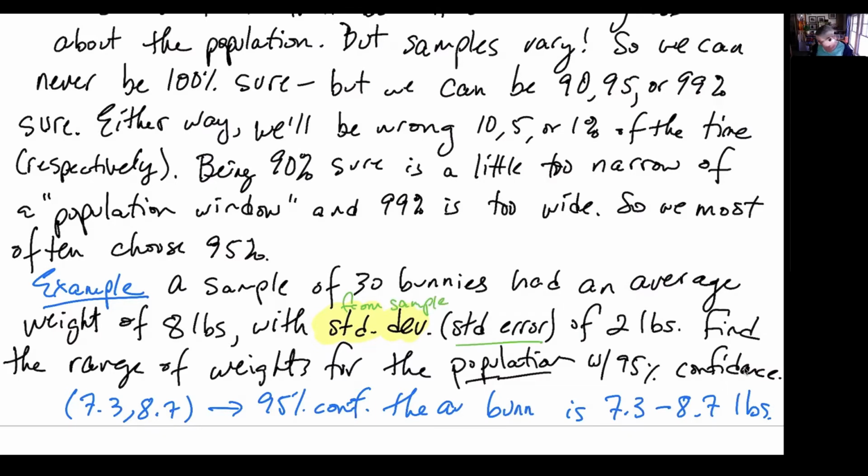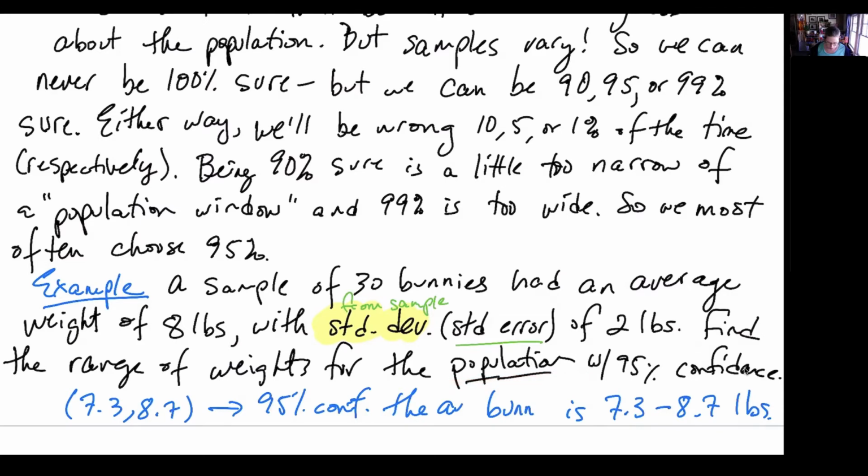And so that's why we call it the standard error, of 2 pounds. So we want to find the range of weights for the population of bunnies with 95% confidence. Now we saw above we know what the average weight of all the bunnies is, so you might look at this and go, we got a pretty heavy sample. They're heavier than most of the population, but for these purposes, we don't know that. So we're just going to roll with this and see what that tells us about our population.